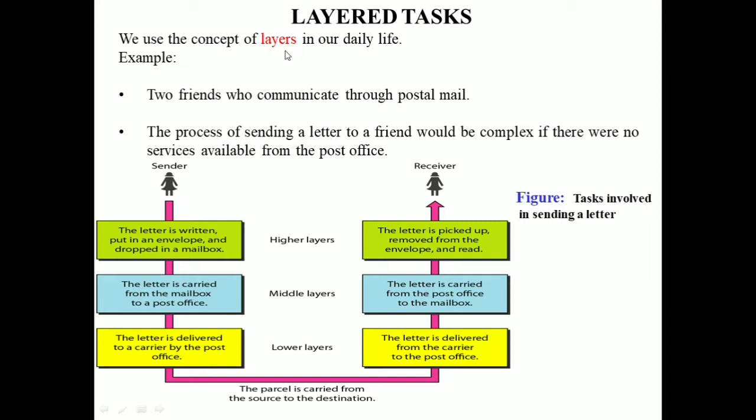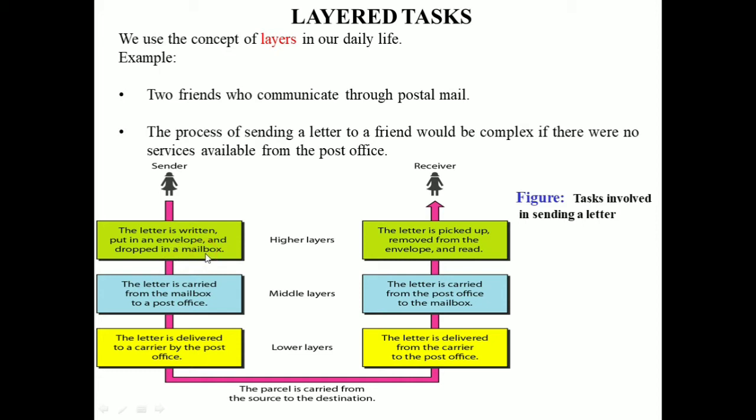For example, we'll take a small example of two friends communicating through postal mail. This is sender 1 and this is receiver 1. Now if the sender wants to send a mail to the receiver, what does he have to do? He has to write a letter, put that letter in an envelope, and drop that letter in the mailbox.